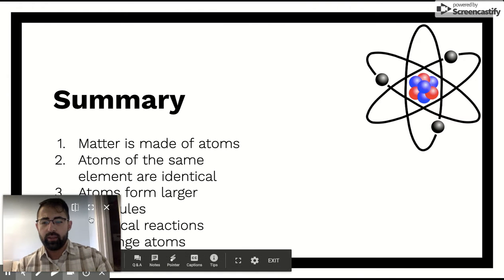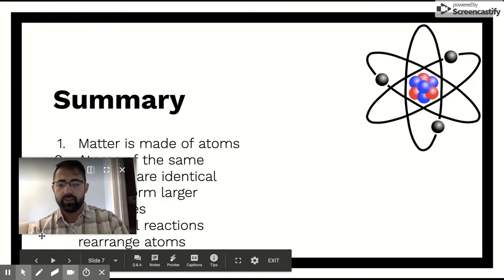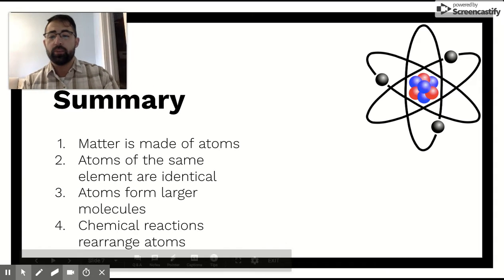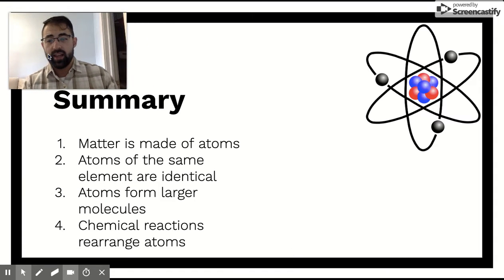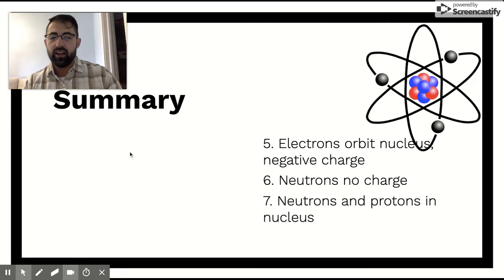In summary, so matter is made of atoms. Dalton's right in that. Atoms of the same element are identical, mostly; we'll get back to the exceptions in the next video. Atoms form larger molecules. Dalton was spot on with that idea. And chemical reactions rearrange atoms. Additionally, electrons orbit the nucleus with a negative charge. Neutrons have no charge. And neutrons and protons are in the nucleus.